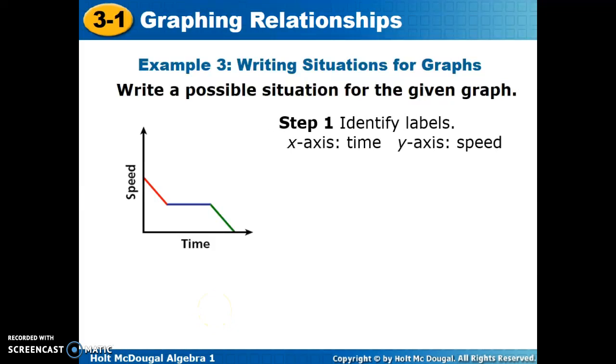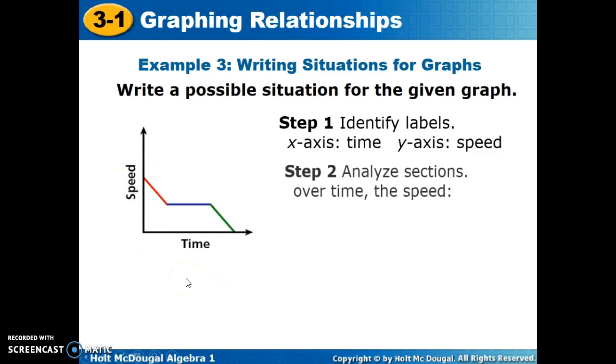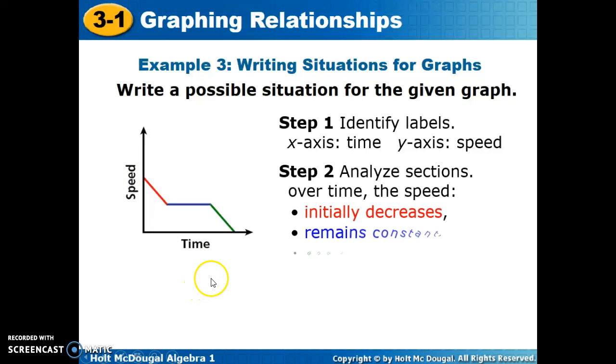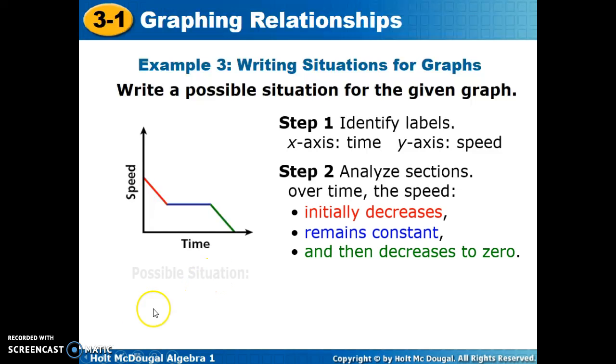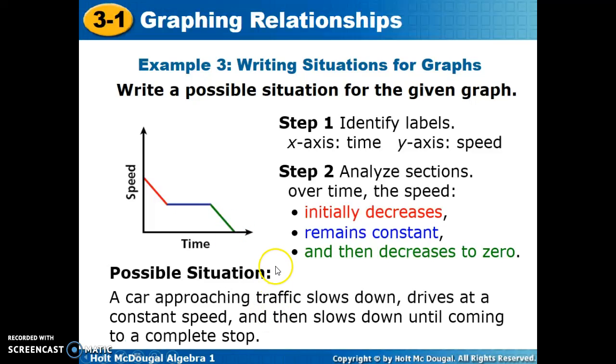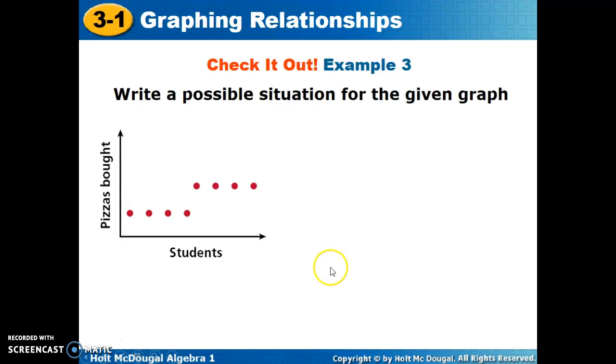Identify the labels. X-axis is time and the y-axis is speed. Analyze the sections over time and the speed. We initially decrease, then we remain constant, and then we decrease to a speed of 0. A car approaching a traffic light slows down, drives at a constant speed, and then slows down until coming to a complete stop. Try Check It Out number 3. Write a possible situation for this graph.